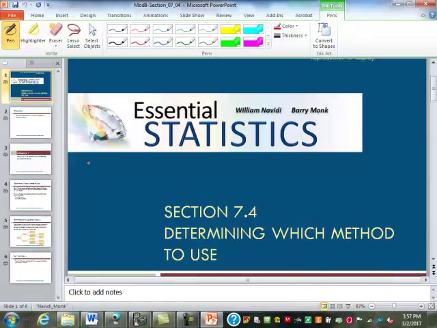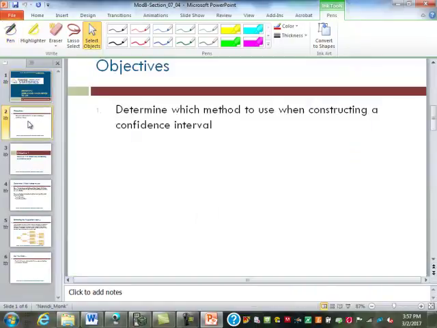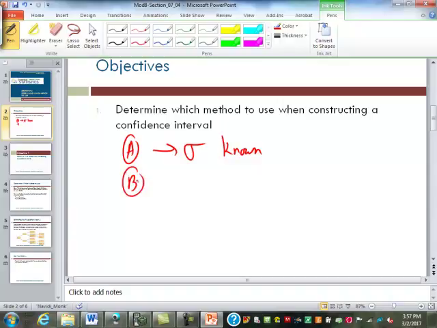Okay, so the last section here, this is really a short one. How do we know which method to use? We've looked at 3 methods here so far. The first method is sigma is known. In other words, the population standard deviation is known. The second method is sigma is not known. The third method is a proportion.